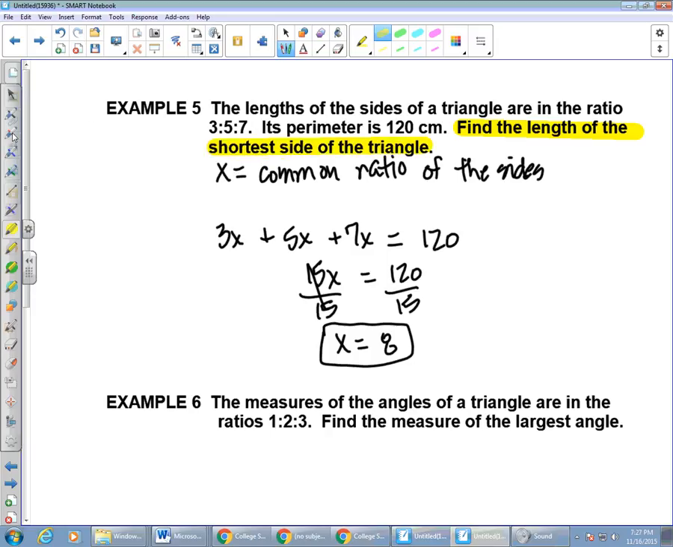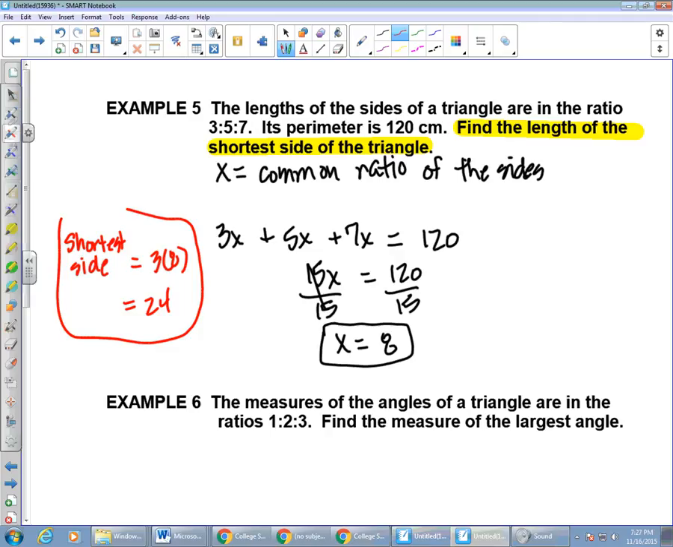Find the length of the shortest side of the triangle. The shortest side of the triangle is going to be the smallest number multiplied by the common ratio. And so the shortest side here is just equal to 3 times 8, which is equal to 24. And that's what we're after there.